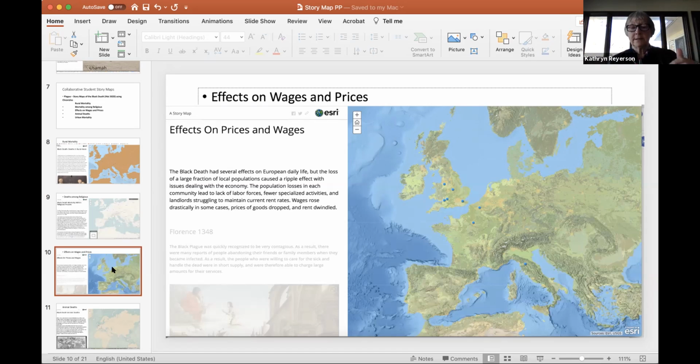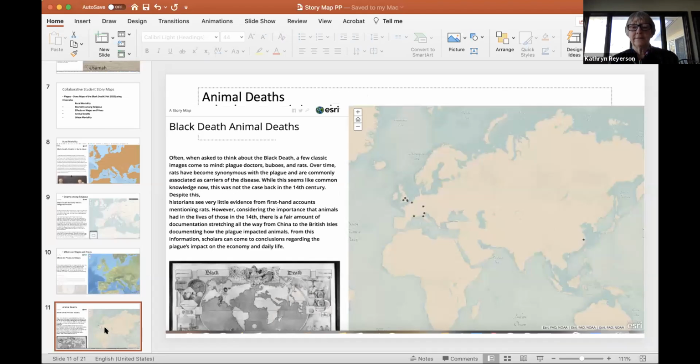In each case, in each of these collaborative exercises in the Crusades and in the Black Death, students made presentations in class to share the fruits of their research and of their story maps, so that the whole group profited from an examination of this.